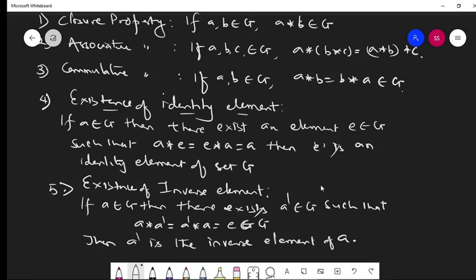Associative property: if a, b, c belong to the set G, then (a asterisk b) asterisk c, first operate a and b, then asterisk c. Commutative property: a asterisk b equals b asterisk a, both belong to G. They are equal, but they should be in G. Existence of identity: if a belongs to G, then E also belongs to G, but a asterisk E is a, or E asterisk a is a. That should be fulfilled. And number five, existence of inverse. The inverse is a dash: a asterisk a dash equals a dash asterisk a equals E belongs to G. So we have to suppose existence of identity, inverse, closure, associative, and commutative. This is the algebraic structure.